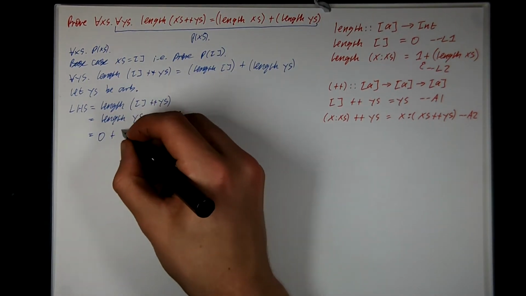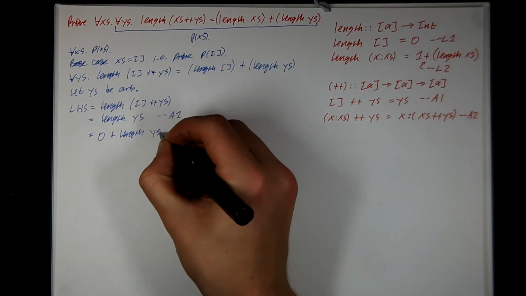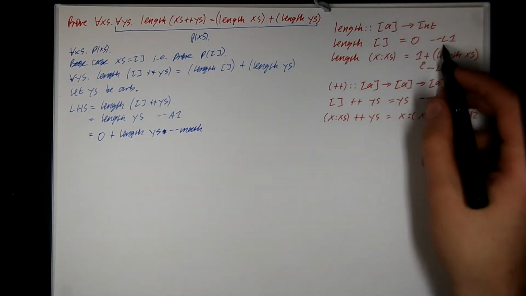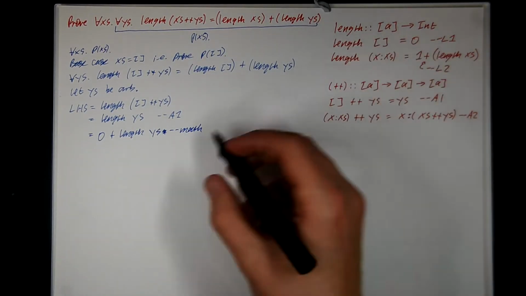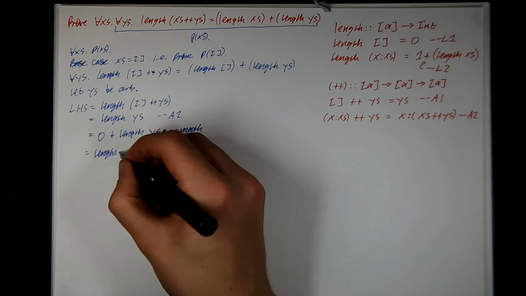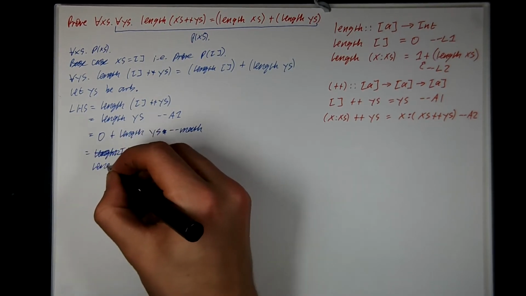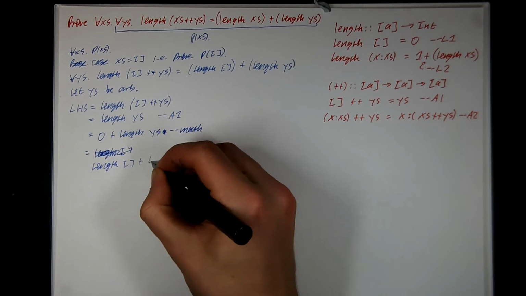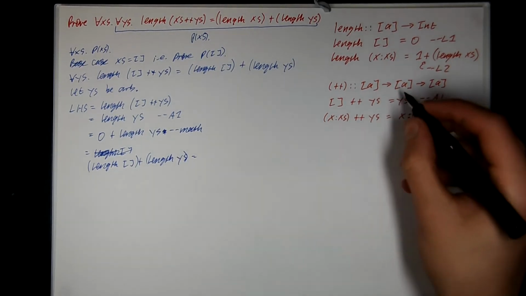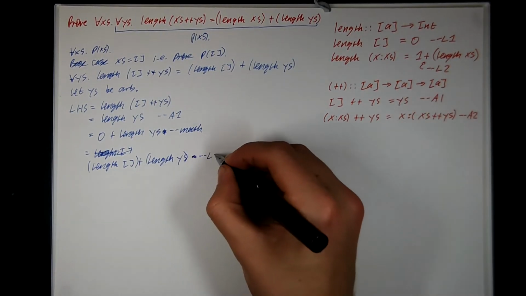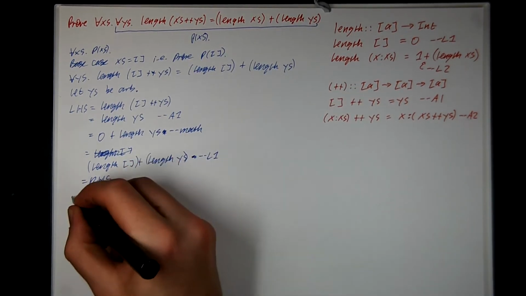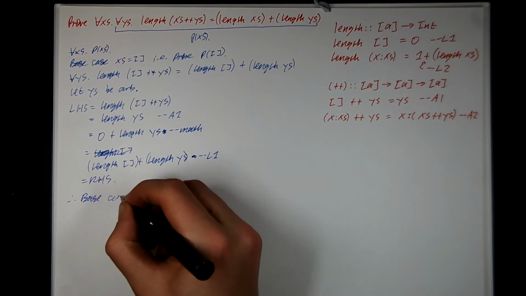So this is the same as 0 plus length of ys by math. And then I can, in a sneaky manner, use L1 backwards to insert length of empty. So we can replace the 0 with length of empty. So we get length of empty plus length of ys by rule L1, and this term here is then equal to the right hand side of the equation. Okay, therefore the base case is proven. Base case holds.